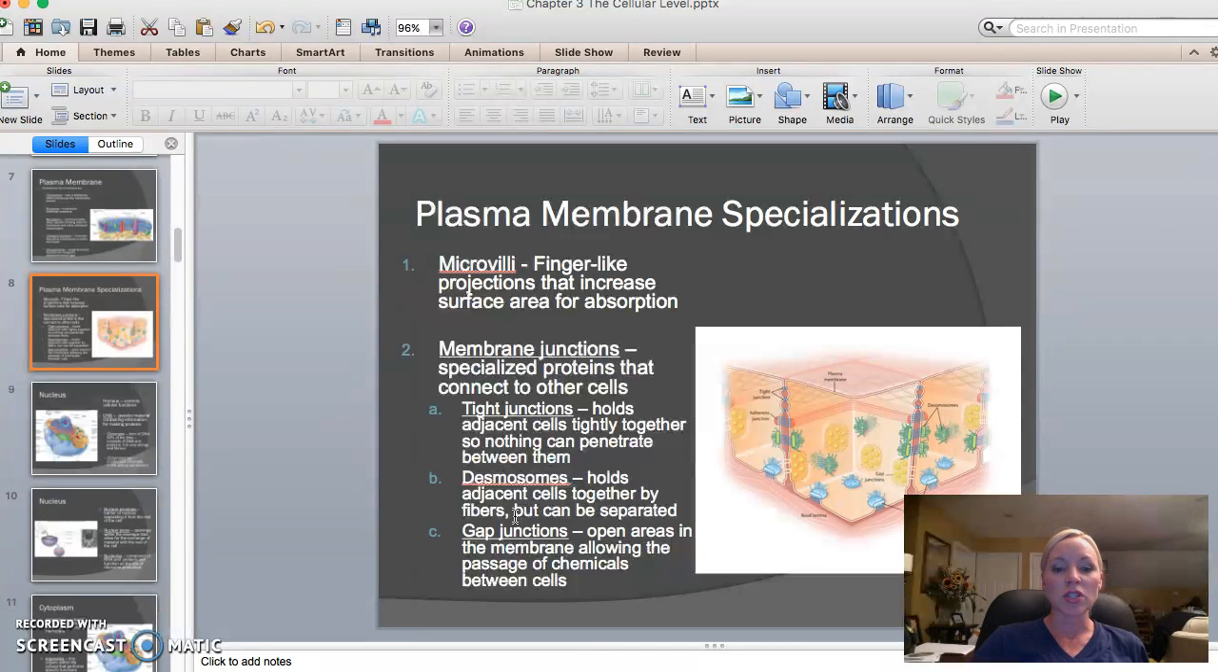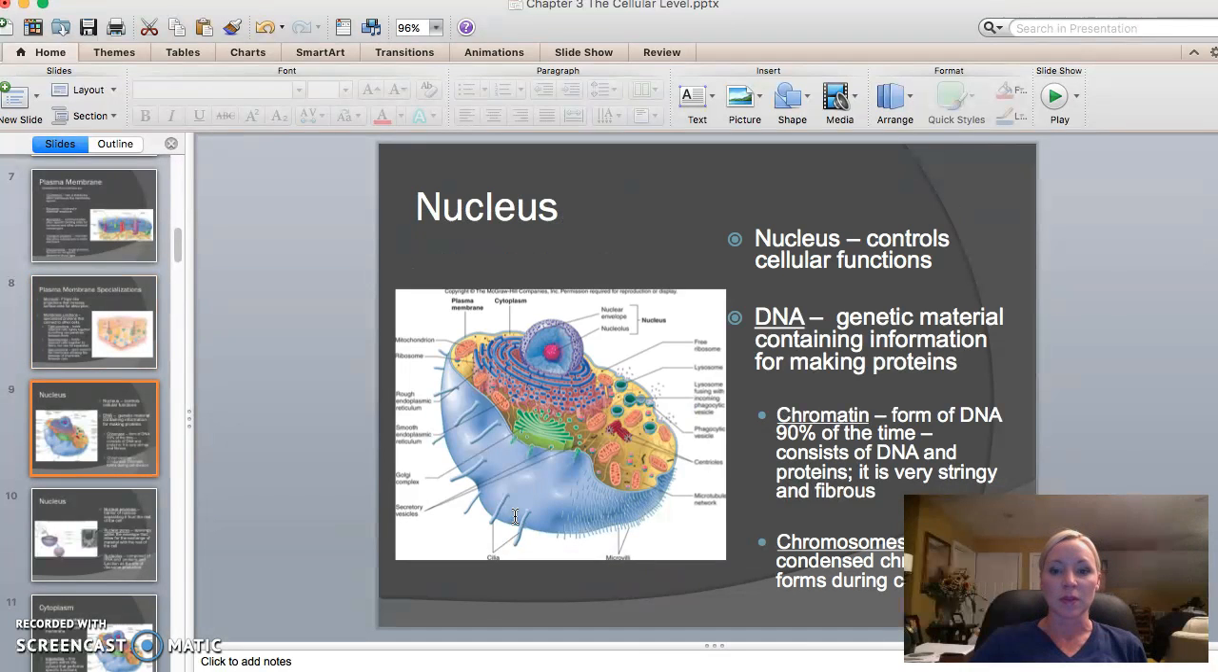We have some junctions here: tight junctions, desmosomes, and gap junctions. The tight junctions, for example, are going to hold adjacent cells tightly together, so nothing can penetrate through them. Desmosomes hold adjacent cells together by fibers, so if we know that they're held together by fibers, they can easily be separated. And then we have gap junctions, open areas in the membrane allowing the passage of chemicals between cells. So again, all this is important for allowing this plasma membrane to be selectively permeable.